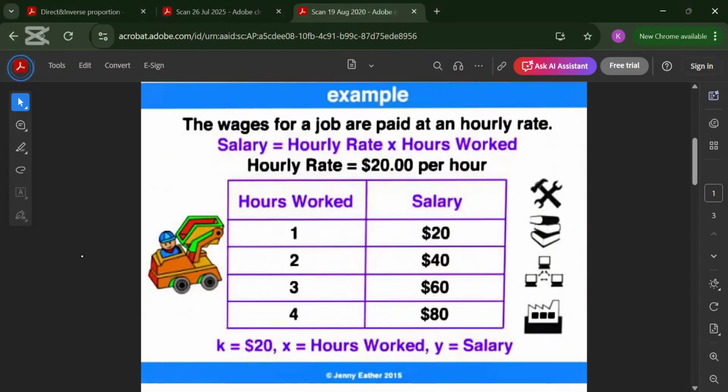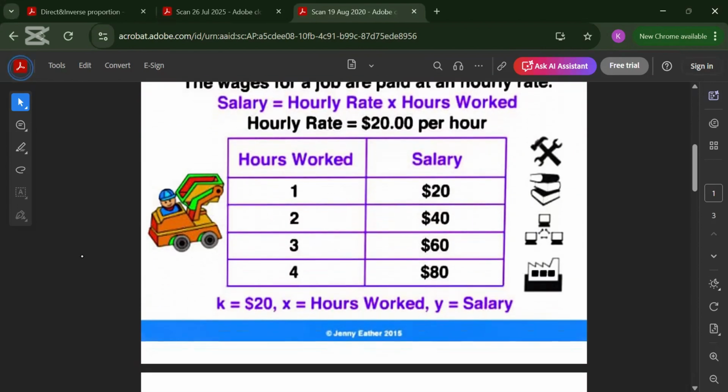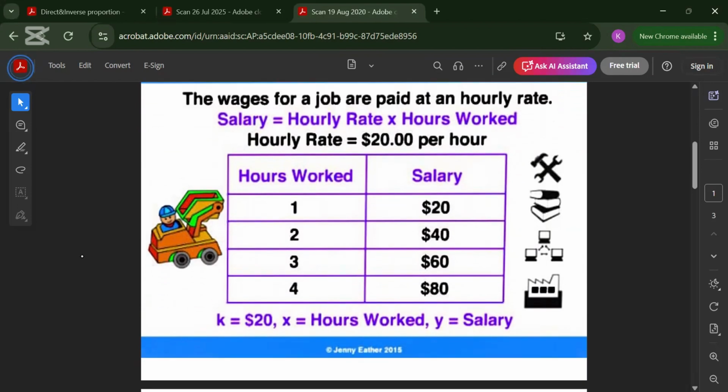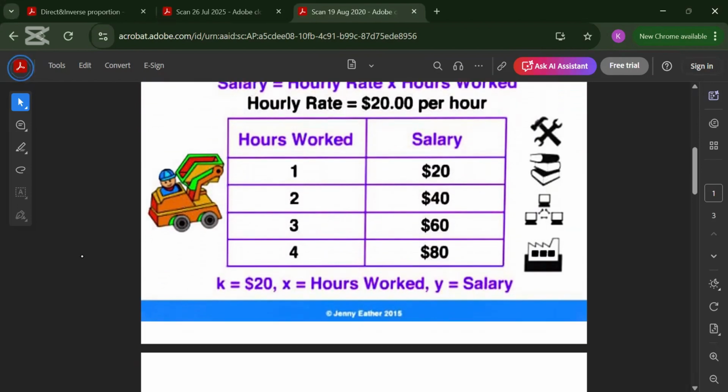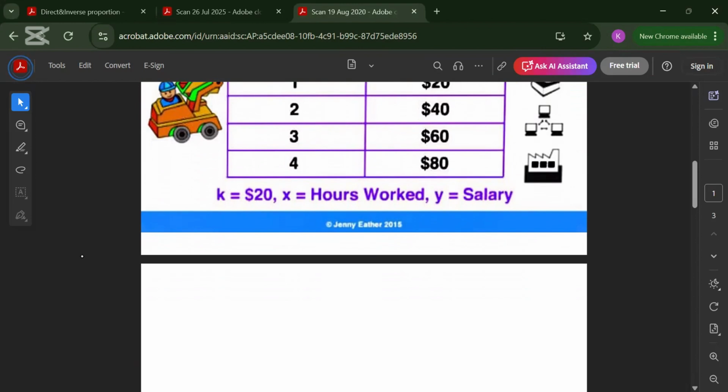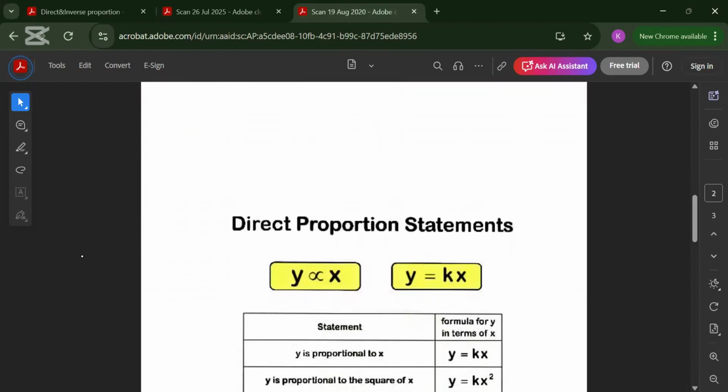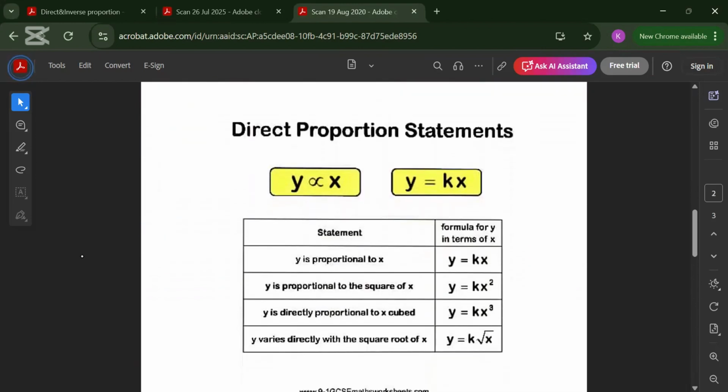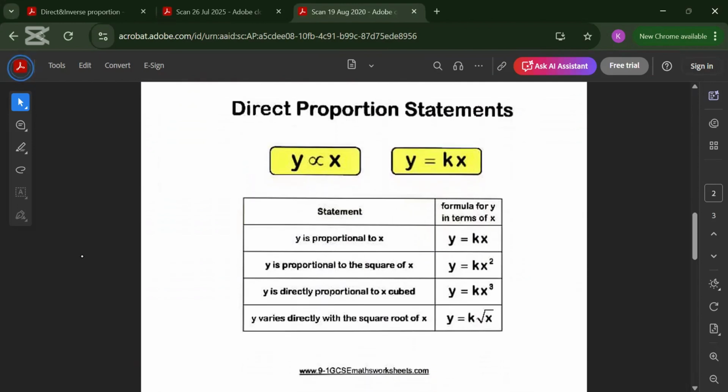Okay, there is an example to understand the same thing which we have done earlier also. Here they have explained the hourly rate, but generally when K method questions come, things are directly in numbers. Direct proportion, let's go through some statements of direct proportion.